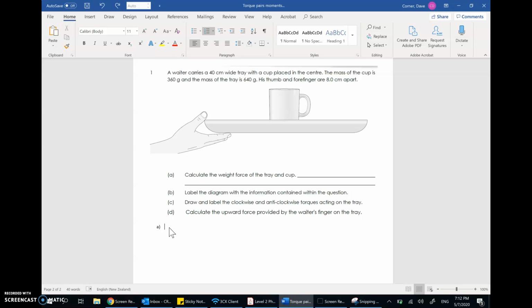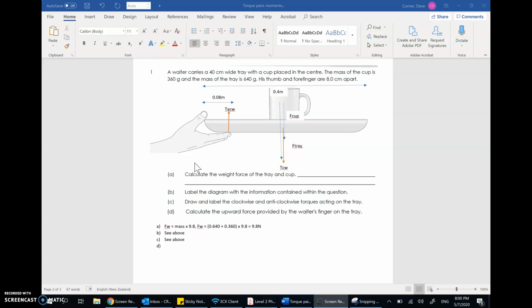The first question just asks you to work out the force of the tray and the cup. That's a fairly straightforward equation. Weight is equal to mass times acceleration due to gravity, which is 9.8. So if we add the two masses of the cup and the tray up, multiply that by 9.8, then we end up with a force of 9.8 newtons. For parts C and D, you're after labelling certain features of the diagram. So we're after labelling the diagram with the information from the question for part B. The overall width of the tray is 40 centimeters or 0.4 meters.